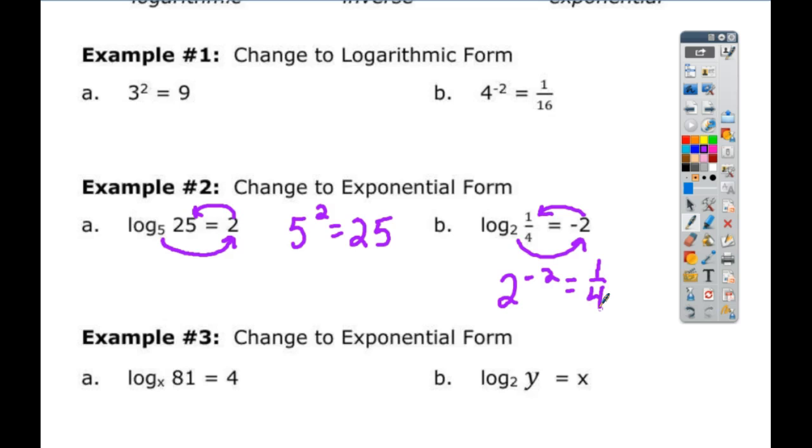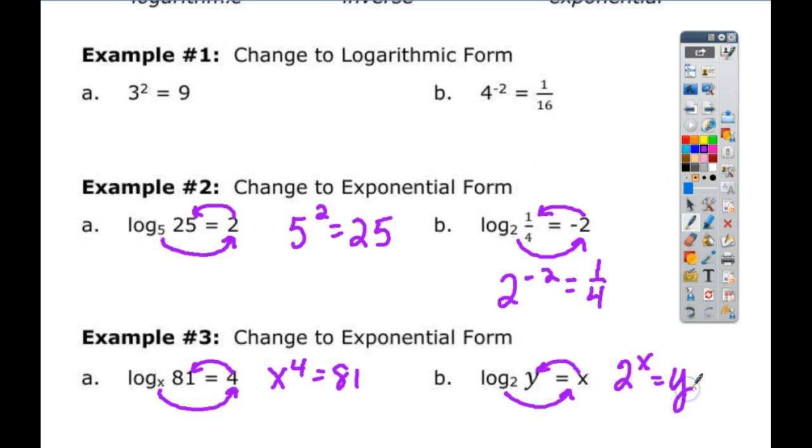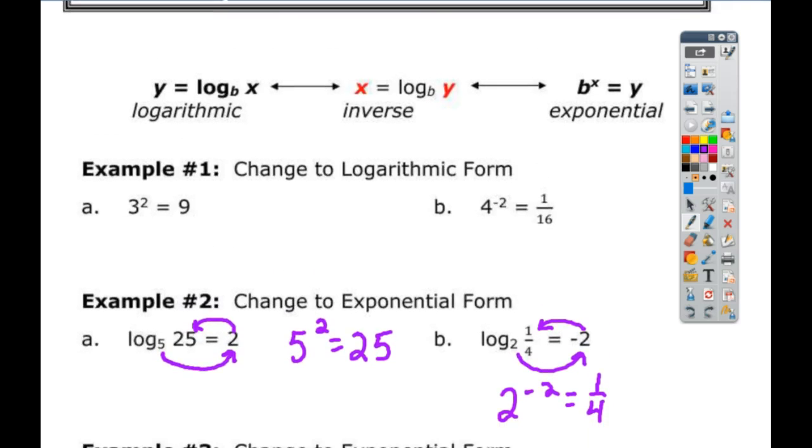So if I write the circle thingy on this one, x to the 4th. What is x in this case, by the way? 3, right? x equals 3. So if I rewrite this one, the circle thingy is we're changing from log to exponential form, right? Log to exponential form. Now, what if I want to go back the other way?